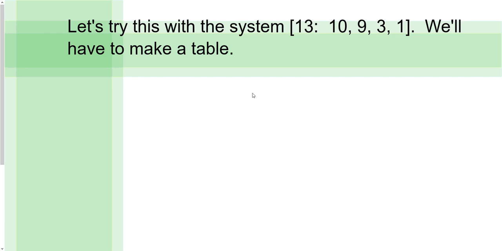Okay, let's try this with the system 13, 10, 9, 3, 1. So we have 4 voters, 10, 9, 3, and 1. Here's the idea. We want to write down every combination of voters that passes: P1, P2, P3, and P4. So we want every combination of voters that adds up to 13 or more. Let's take a look. The most obvious case is they all vote yes.